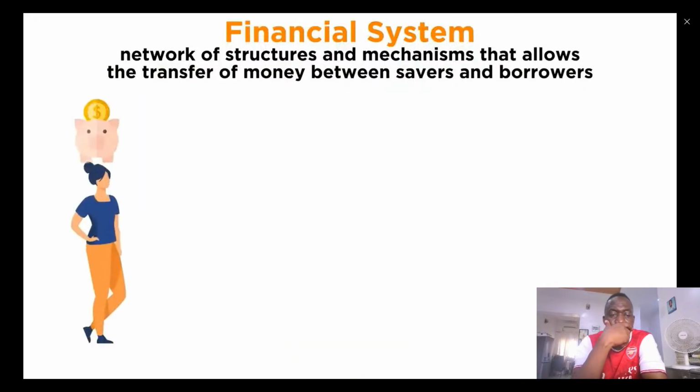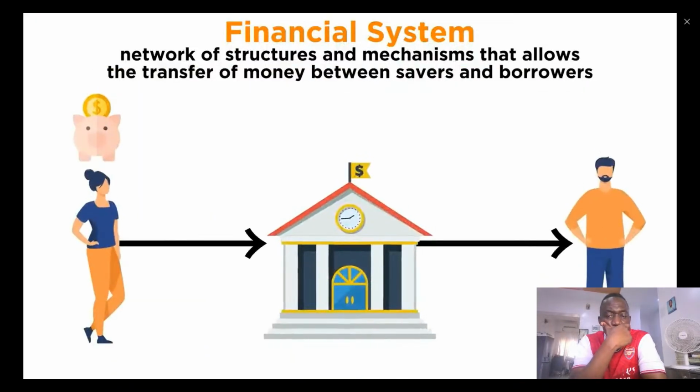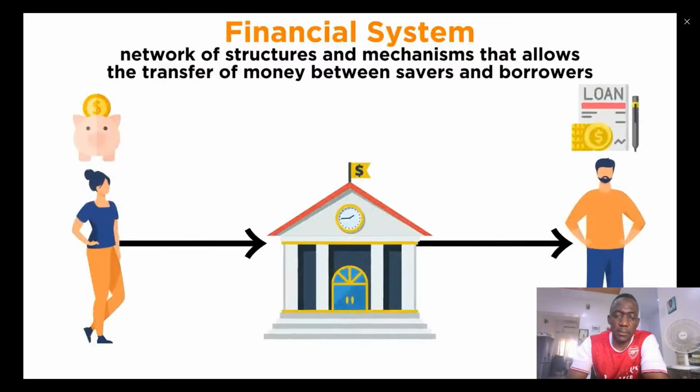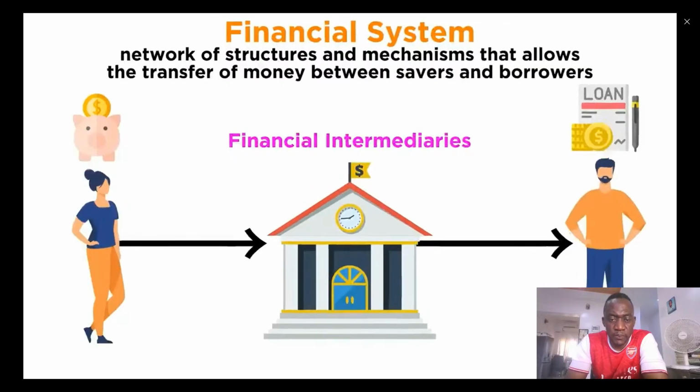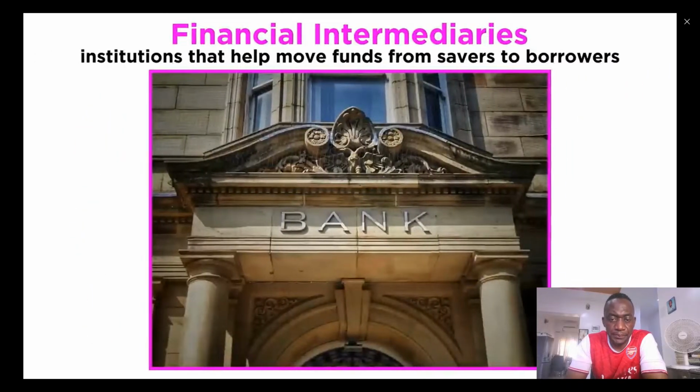When people save their money, they often are actually lending funds to others. Savers and borrowers may be linked directly through what's known as financial intermediaries. Financial intermediaries are institutions that help move funds.